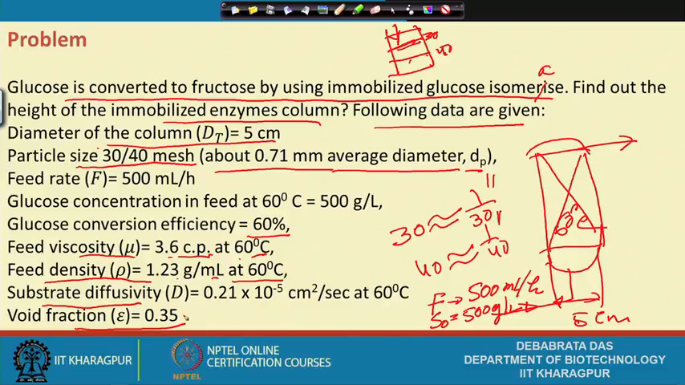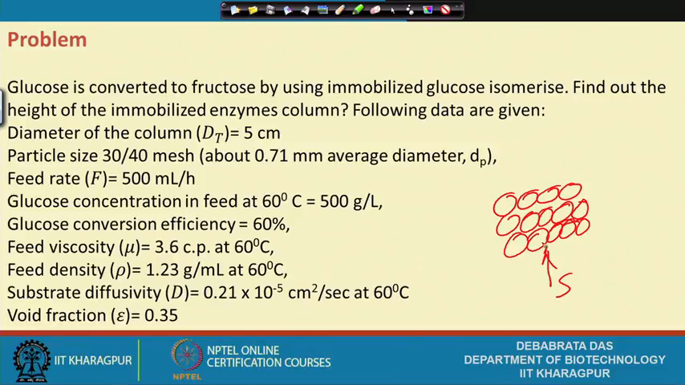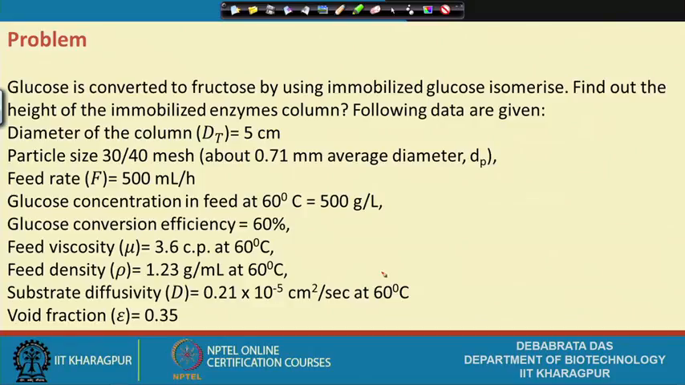Now what do you mean by void fraction? Suppose that this is the particle, am I right? This is the particle that we fix in the column. The particles lie with each other due to the gravitational force of interaction. When you pass your substrate in liquid form, it always passes through a void space. It cannot penetrate the solid matrix, but whatever void space is there, it will go like this. So the liquid is moving only through the void space. That is the void fraction, free space where the liquid can travel. So I have 0.35.